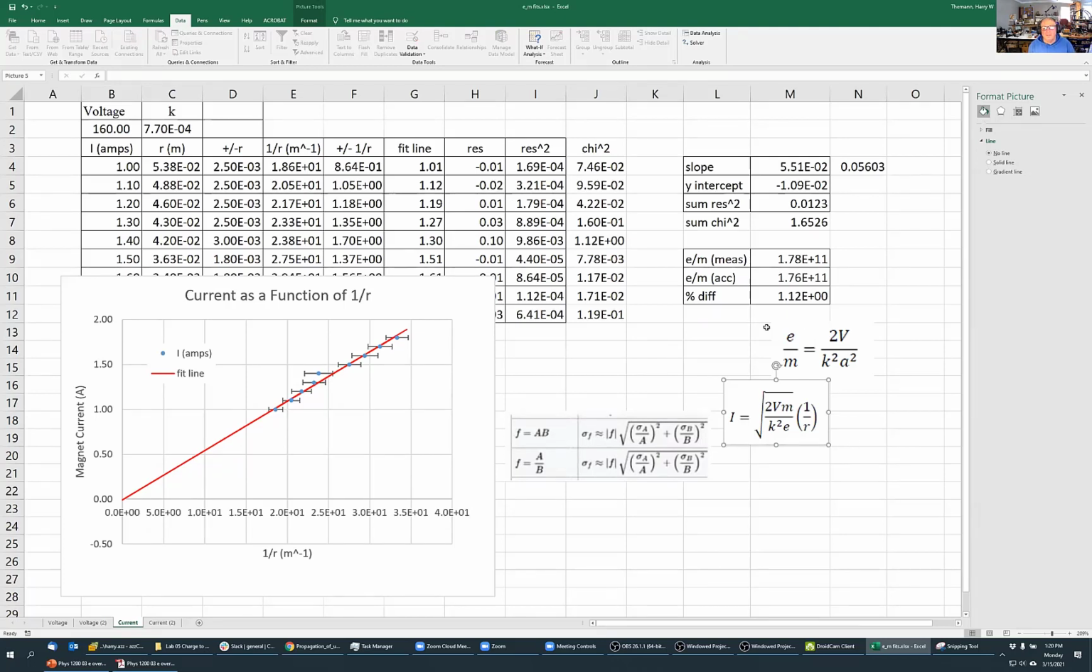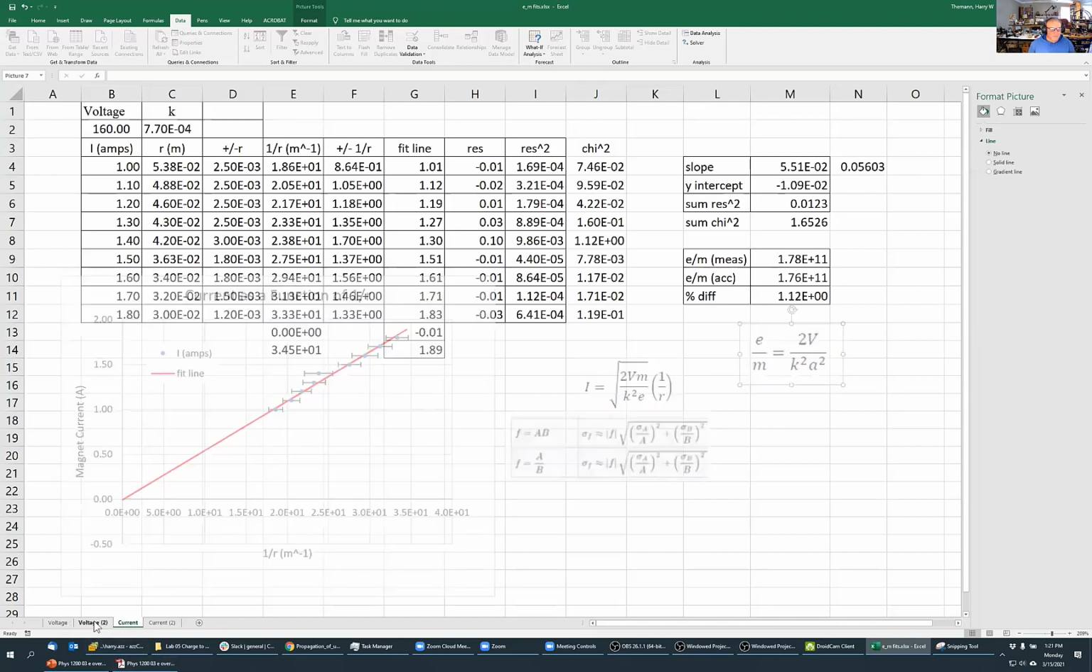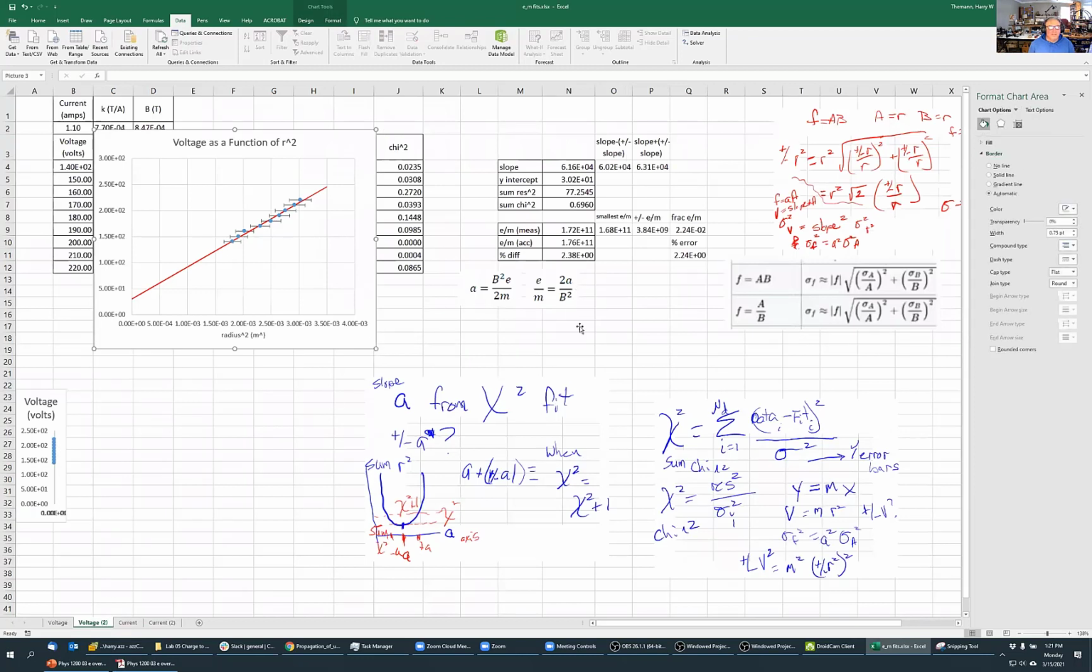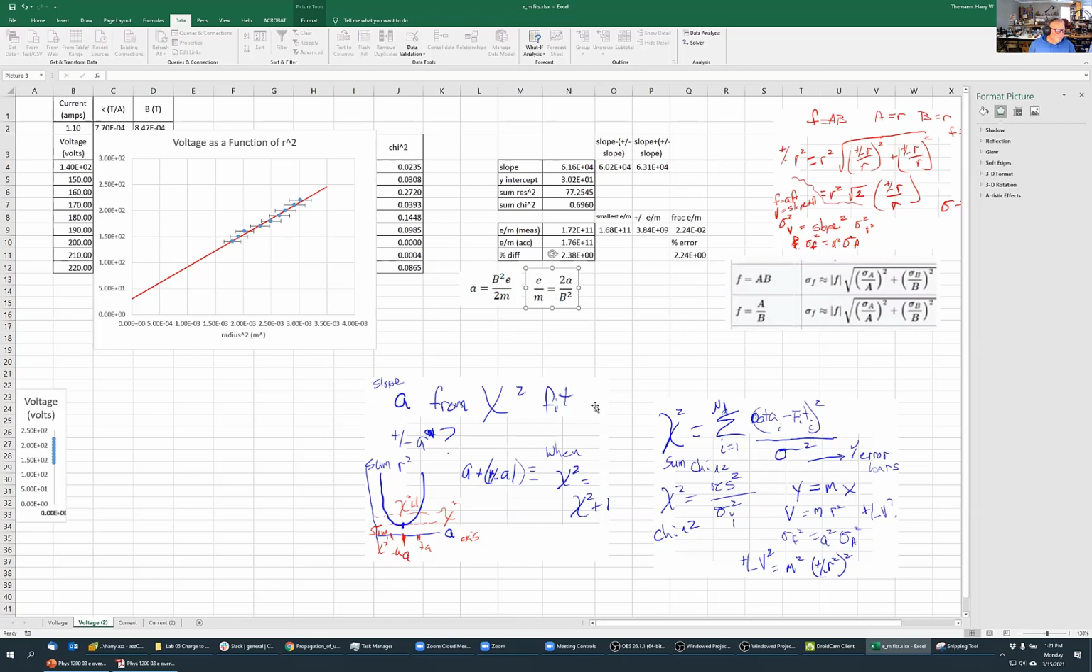So this one's a little bit harder to turn into a plus minus on the E over M because it's a squared down below. I suppose I should, I'm pretty burnt out right now, so I'll produce a little video of how to do that. In this case, it was pretty easy because the plus minus A here just directly becomes plus minus E over M because there's no error on the 2 or the B squared.